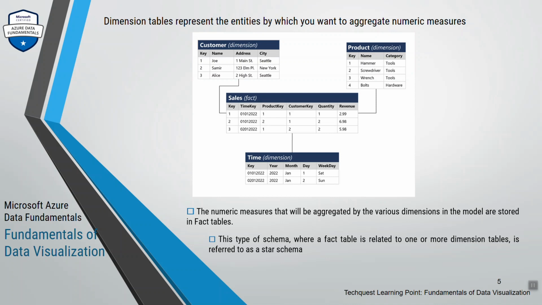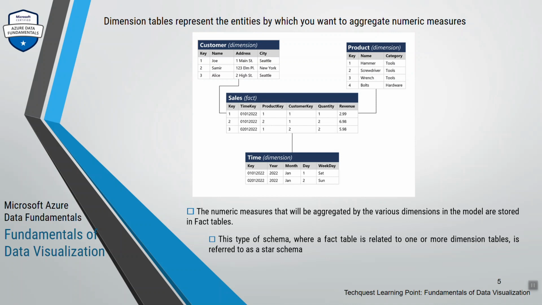Imagine there are 5 dimensions related to a single fact table. The schema would form a 5-pointed star. You can also define a more complex schema in which dimension tables are related to additional tables containing more details. For example, you could represent attributes of product categories in a separate category table that is related to the product table, in which case the design is referred to as a snowflake schema.